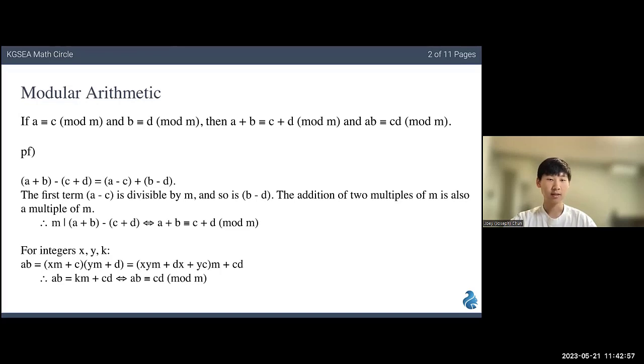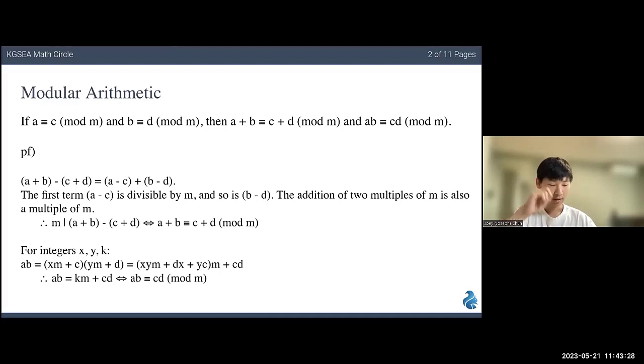So let's prove this. First, for the addition, we'll rearrange A plus B minus C plus D as A minus C plus B minus D. And you can see that the first term, A minus C, is divisible by m, and so is B minus D. So the addition of two multiples of m is also a multiple of m. And so by the definition of mod, we can conclude that A plus B and C plus D are congruent.